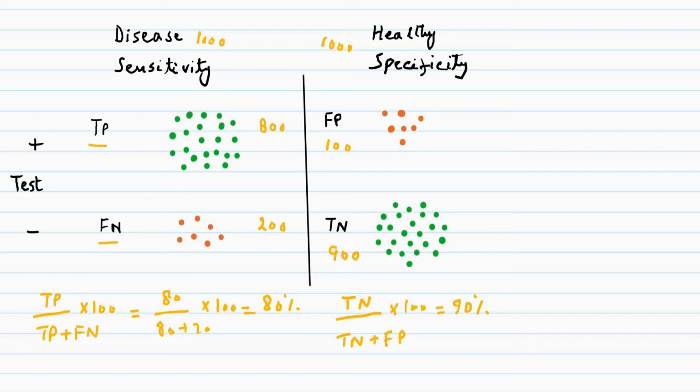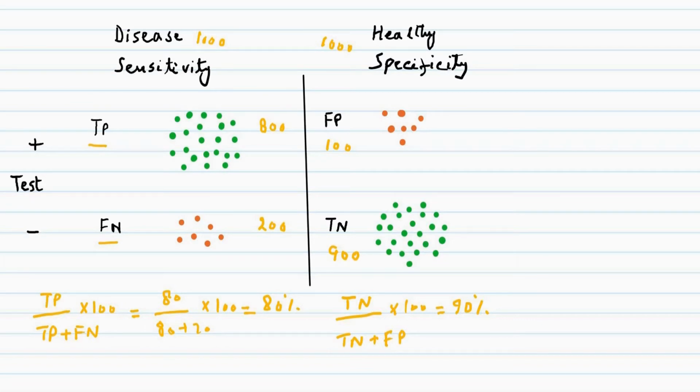Now we have established the sensitivity and specificity of our new test, and we can see it has the ability to correctly identify 80% of people with disease and 90% of people who are healthy. Whenever we use this test in future, we'll know that our test has this much ability to correctly identify people who have disease and people who are healthy.